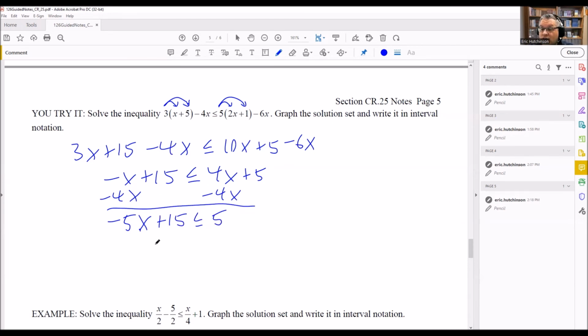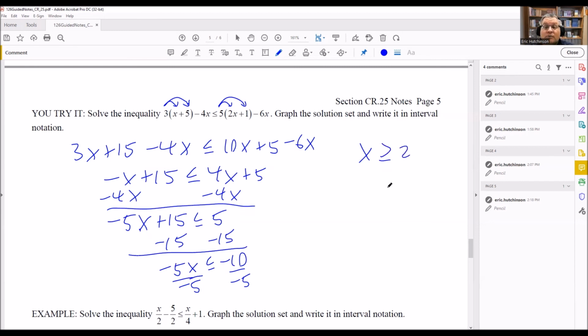Then we're going to subtract 15 from both sides to get the x by itself. So negative 5x is less than or equal to 5 minus 15, which is negative 10. We need to divide both sides by negative 5 to get the x by itself. And we end up with x. And then when you divide by negative 5, the sign switches.